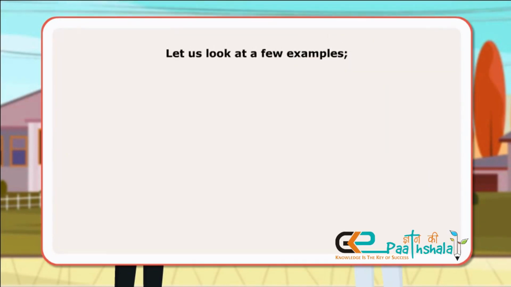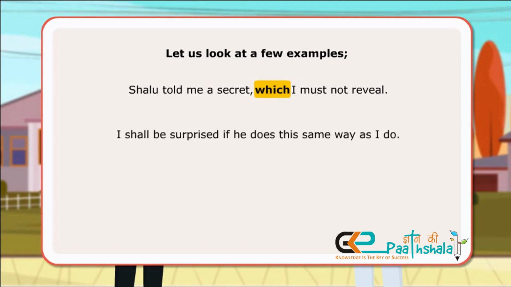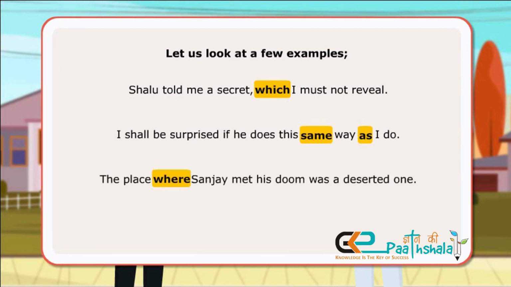Let us look at a few example sentences. Shalu told me a secret which I must not reveal. Here which is equal to but this. I shall be surprised if he does this the same way as I do. Relative clause introduced by as after same. The place where Sanjay met his doom was a deserted one. Relative clause introduced by where, as these words have the meaning at which. He has no boots to wear. The infinitive with to is used.